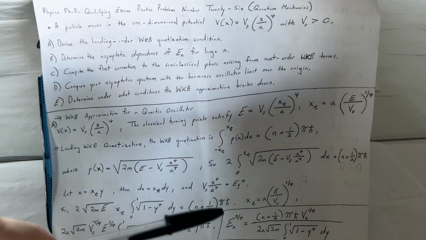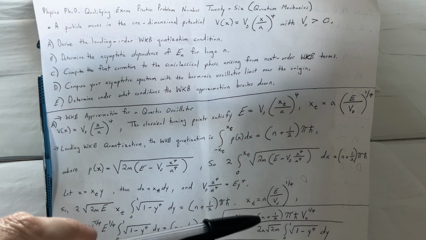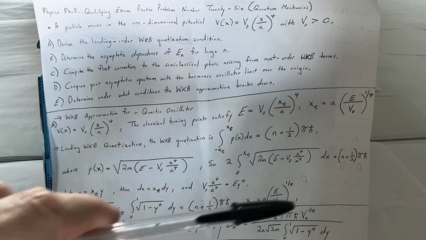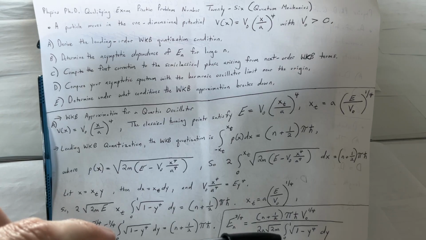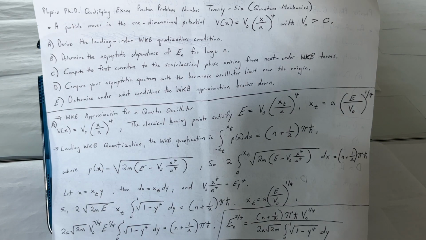Now from here, we're going to get this E sub n to the 3/4. That equals the quantity n plus 1/2 times pi h bar V naught to the 1/4 over 2a square root of 2m times the integral from 0 to 1 of the square root of 1 minus y to the fourth dy. So that is part A.